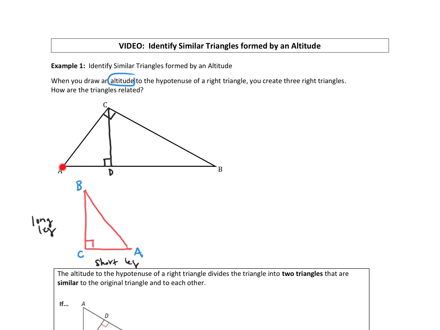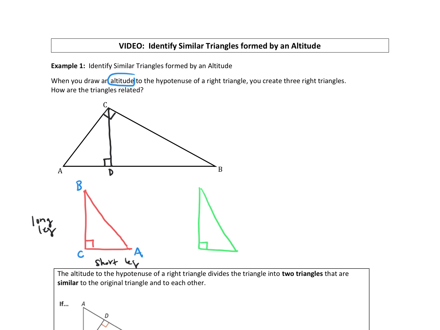So we have the big triangle, the whole thing, ABC, and when we draw in that altitude from the right angle of the big triangle, it gives us two more right triangles. We have ADC and we have BDC. So what we're going to do is draw out those two triangles over here, right next to these. But we're going to structure it the same way. We're going to have the long leg, the short leg, and the hypotenuse. And there's our right triangle.